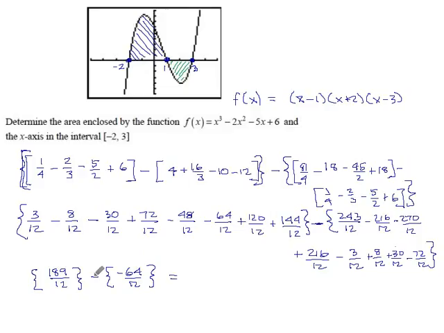Okay, the two negatives cancel out. 189 plus 64 is 253 twelfths. And does that reduce? I'm not sure that it does. That might be my finished answer. And apparently it's the same one that they have in the answer book. They get 253 over 12 for their finished integral, so huzzah, it worked.